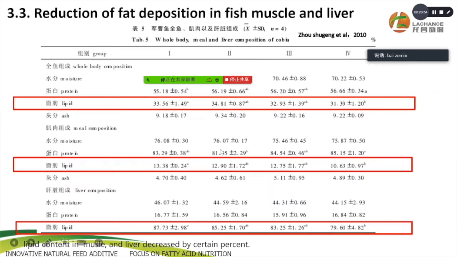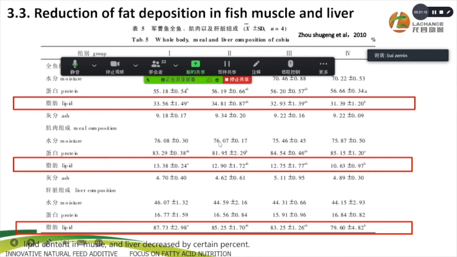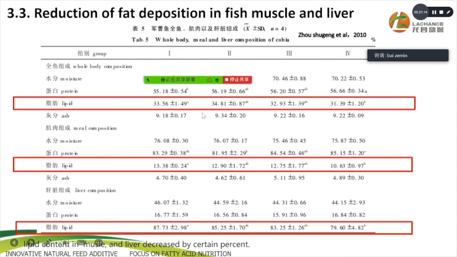Let's move on. We also did the same trials. Finally, they analyzed the fat, the lipid in the muscle and the lipid in the liver, and all dropped. But for the whole fish, there was not much difference. I think because the fish is so big and the lipid is so little, maybe this is an error.